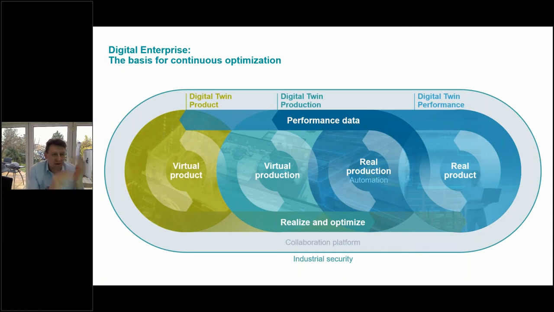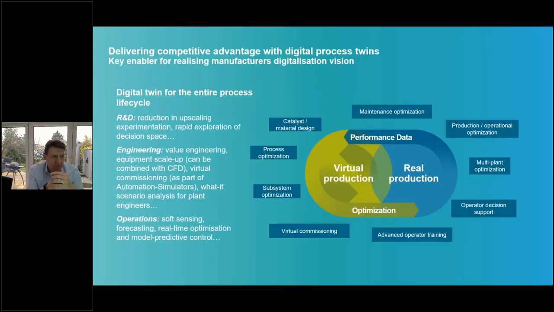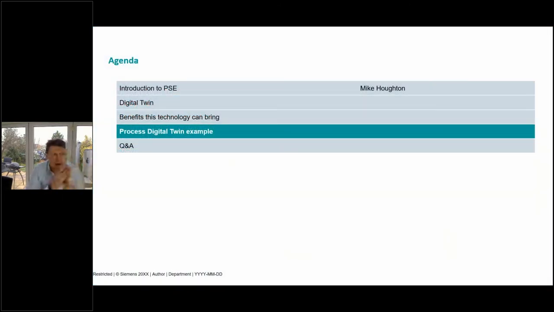Okay, so how does that relate to the process sector? Well, for us, it's all about things like R&D, reducing upscale experimental data, rapid exploration of design space for what-if scenarios. We do a lot with value engineering for upscaling scenarios. We actually use our product called HEEDS that will rapidly explore that space for us as well. And we also take those models into the online operations for soft sensing, forecasting, real-time optimization, and the likes.